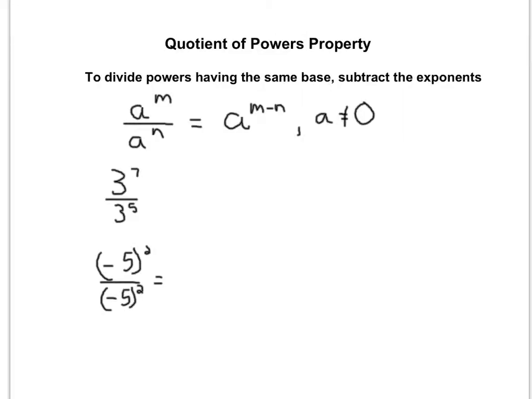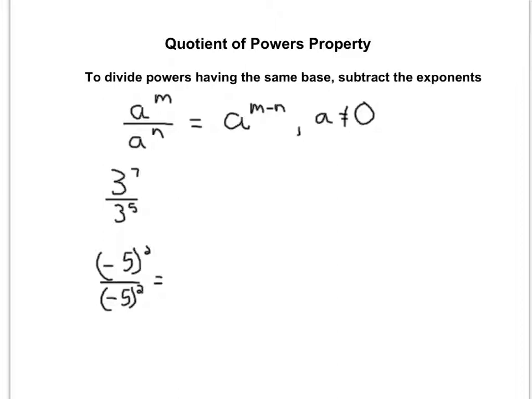First property we have is called the quotient of powers property. To divide powers having the same base, you subtract the exponents. So if we have the same base, meaning our base here is a, we're going to keep the base and subtract the exponents. Again, that's assuming that a is not equal to 0, because we can never divide by 0. For example, if I had 0 to the second power down here, that'd be 0. You can't divide by 0, so a, the base, cannot be 0 for this to work.